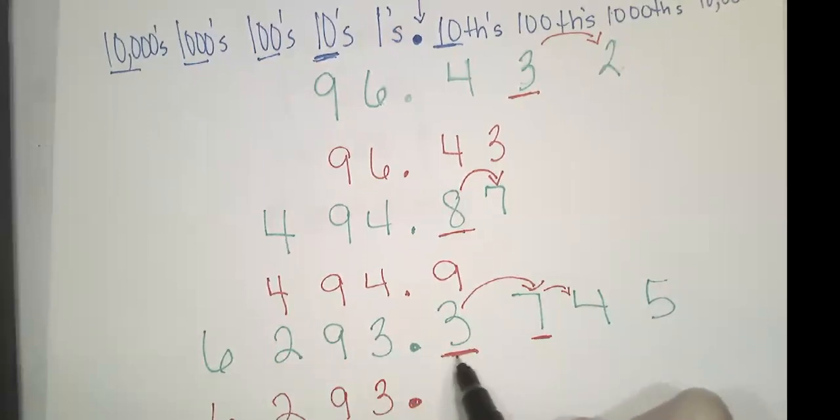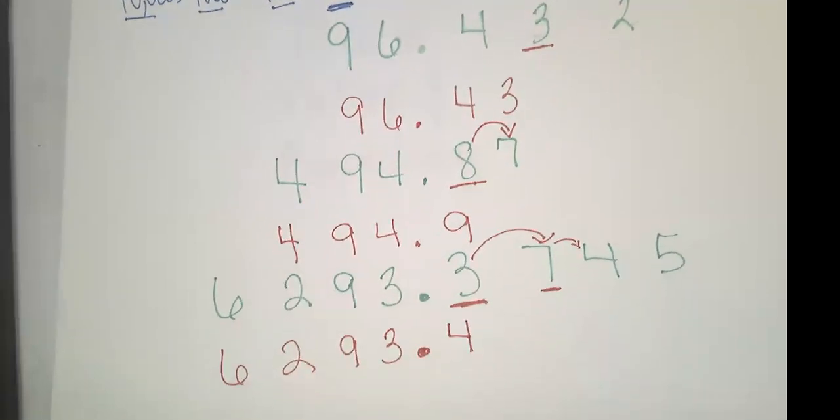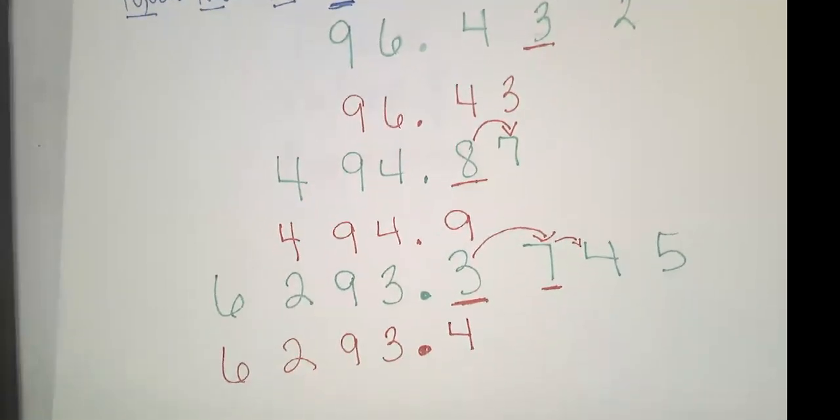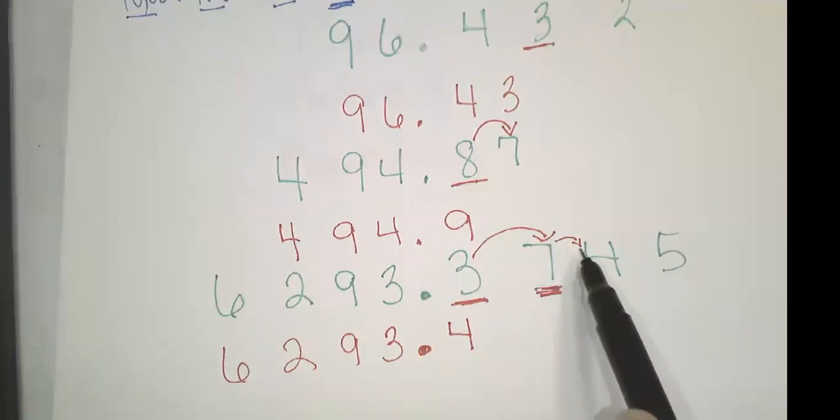I'm identifying the tenth place, looking to the right of it. That is higher than 5. That's going to go to a 4. And then to round it to the nearest hundredth place, this is the hundredth place. I have to look to the right of it. It's going to stay the same.